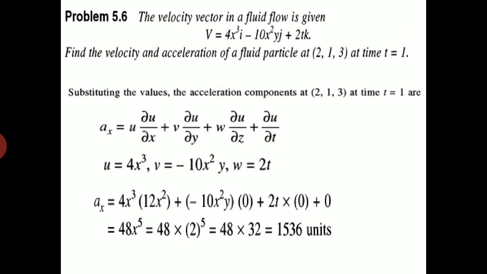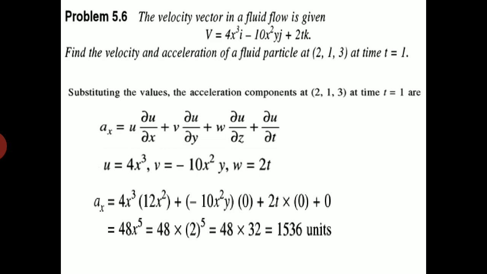So now substituting these values in the equation, we will be getting it like this: ax is equal to u dabba u by dabba x plus v dabba u by dabba y plus w dabba u by dabba z plus dabba u by dabba t. So in this equation, we have to substitute all these values. So we are having the value u is equal to 4x cube, and also we are having the value of dabba u by dabba x, which we have calculated.